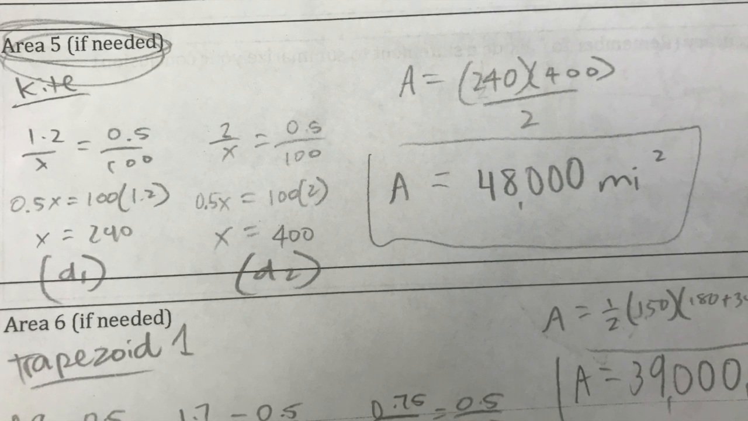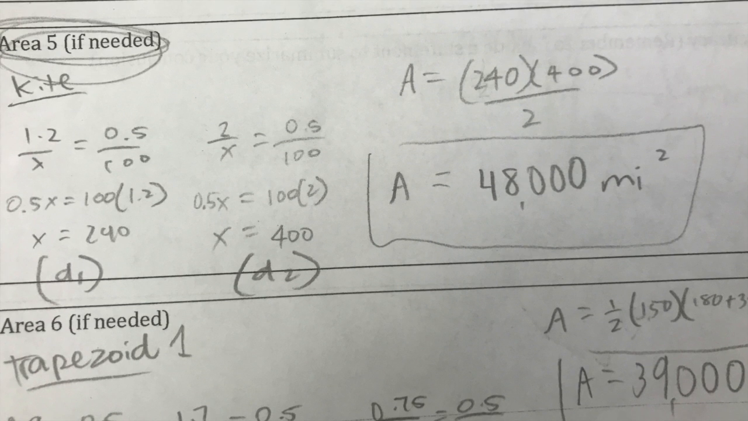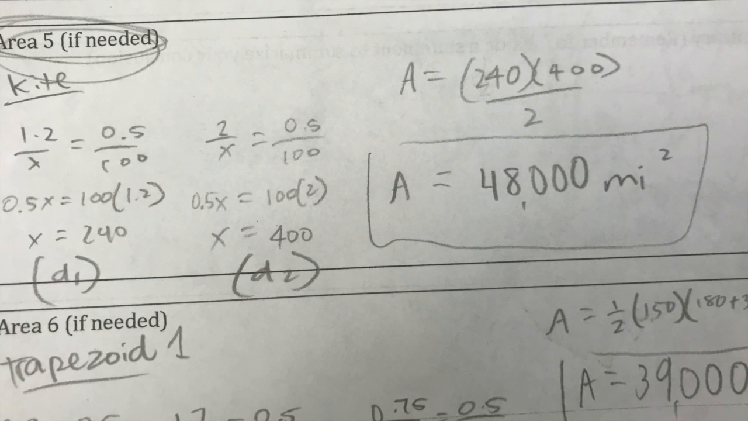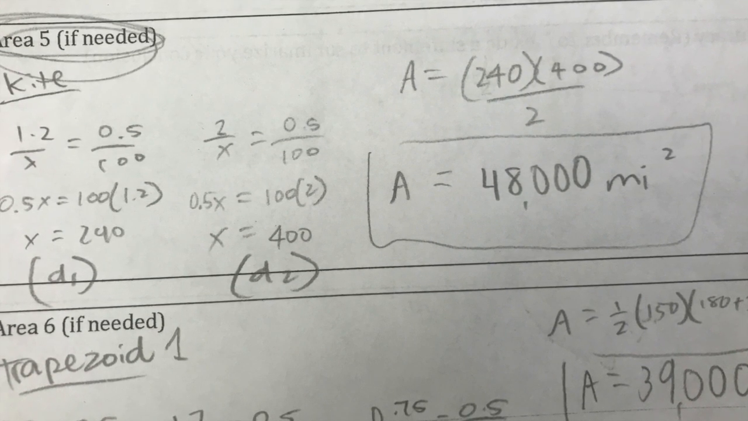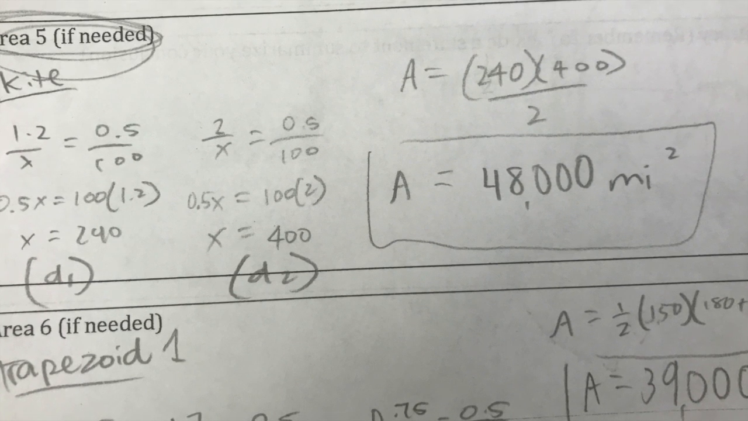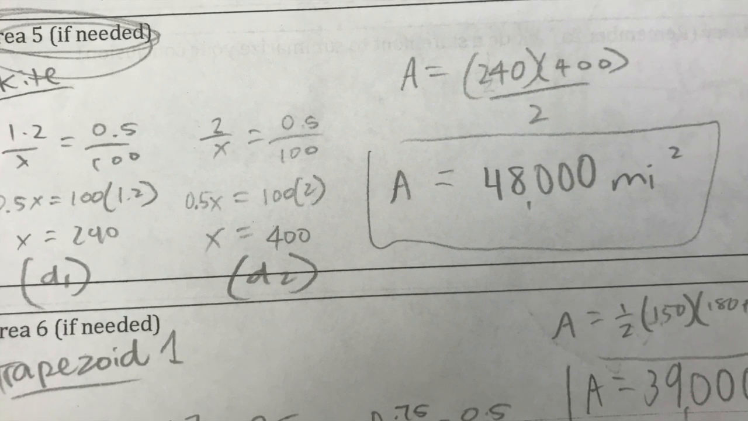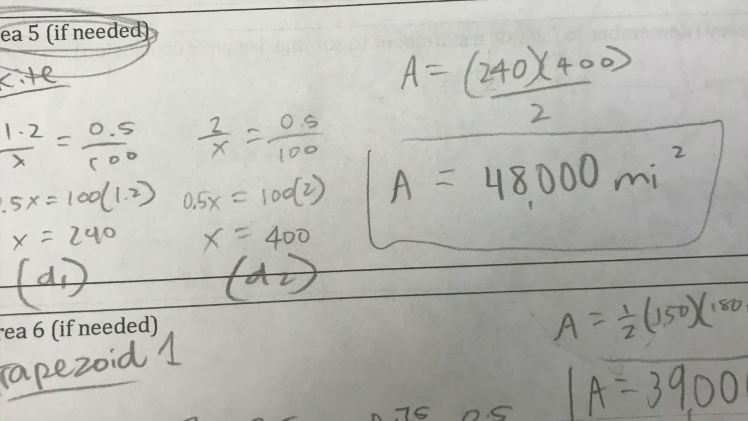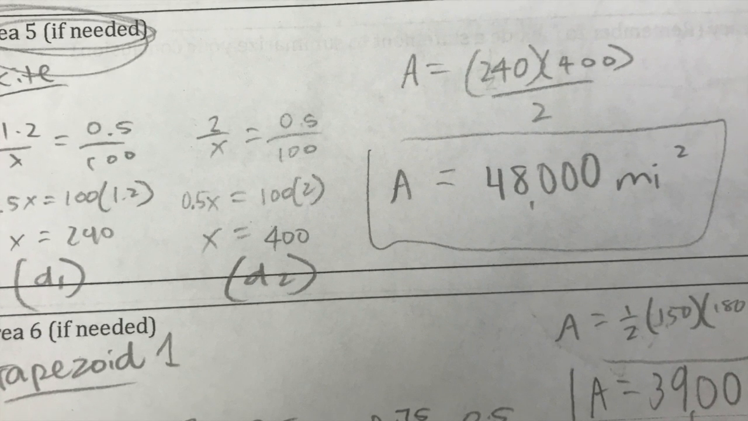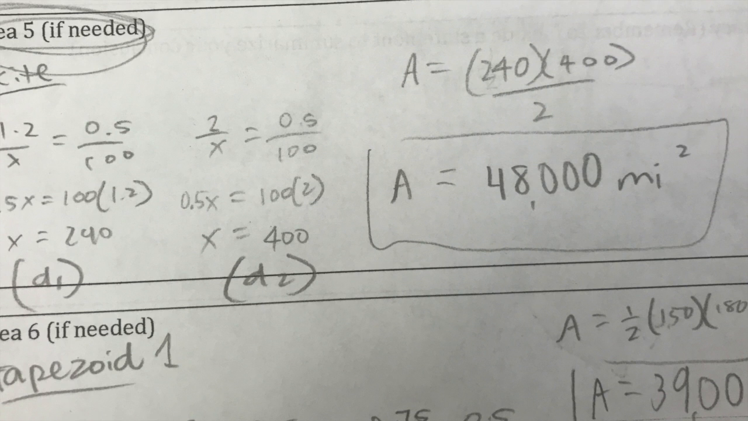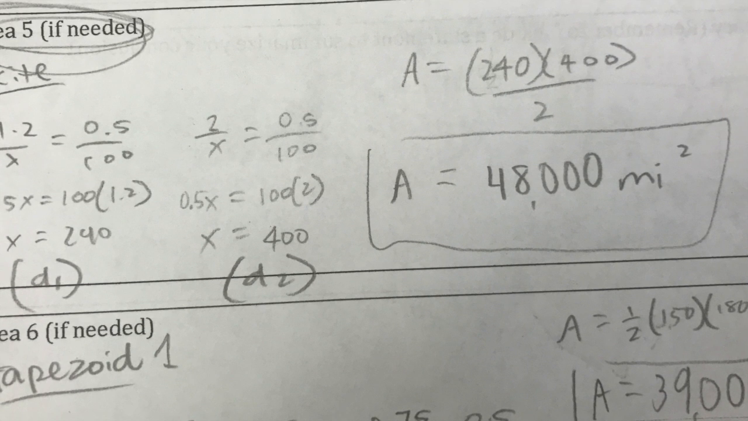To do this, you set a proportion, which is diagonal over x equals 0.5 over 100. This proportion allows you to convert measurements to get the real area. After you find the 2 new measurements from diagonal 1 and diagonal 2, you multiply the 2, which gives you the area of the kite shape in Texas, which equals 48,000 miles squared.